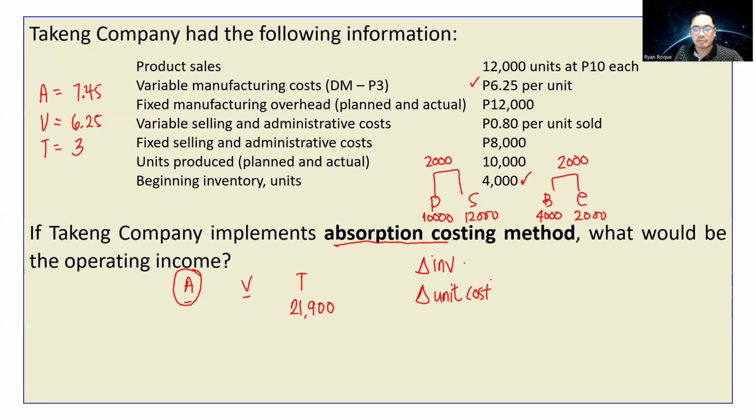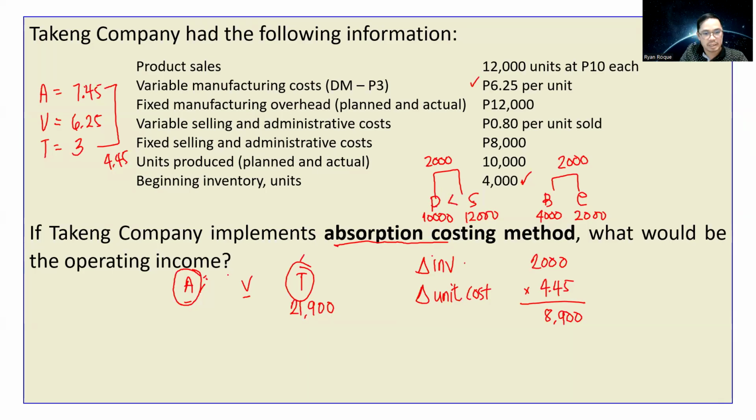So meaning the difference in the inventory here, 2,000, multiply it with the difference in the cost. If we will compare throughput and absorption costing method, just get the difference of the cost of the two. 7.45 minus 3 would be 4.45. Therefore, if this is 4.45 and we will just multiply 2,000 times 4.45, that is 8,900. Meaning that would be the difference in the amount of profit of absorption and throughput. Remember, if we compare P and S, P is less than S.